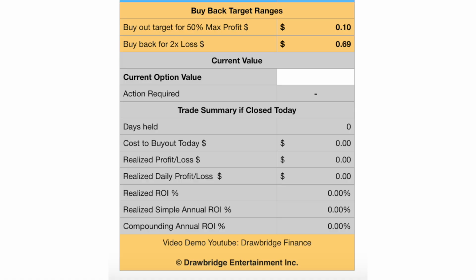Okay, so now let's focus on the bottom of the chart. This is where the real magic is, because this is going to help us determine what we should do with the trade. I've got it set up so that it automatically tells us what to do, and it's color coded.